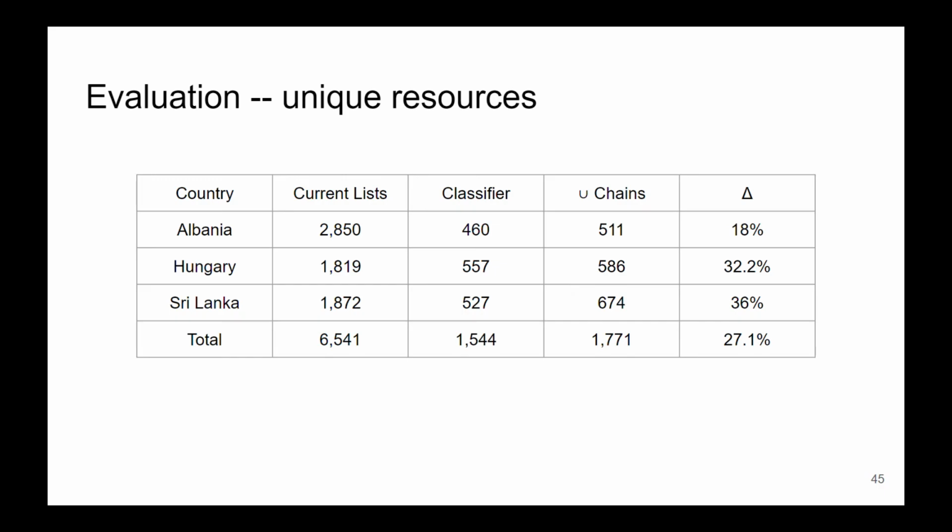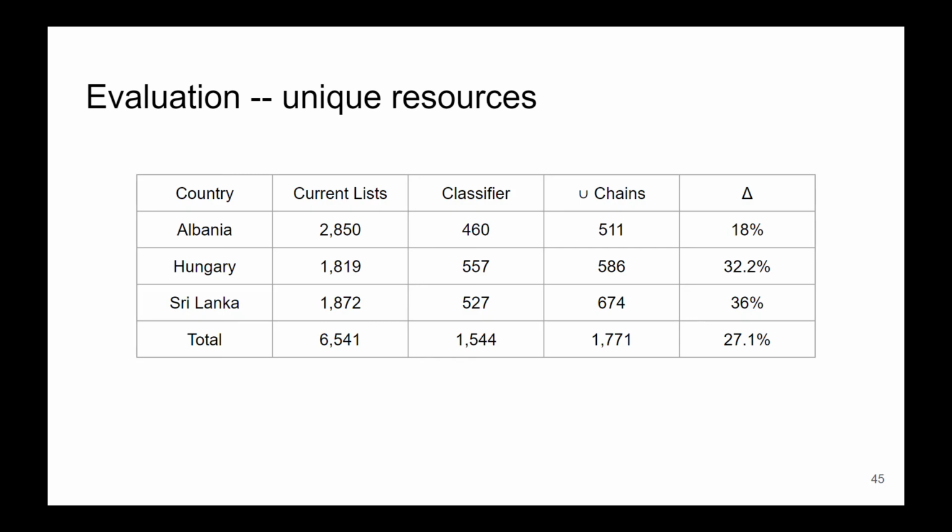For Hungary, the current lists would block 1,819 unique resources. Applying this to our chain methodology and the classifier, we find an additional 586 unique resources to be blocked, which is an increase of 32.2%. For Sri Lanka, we had 1,872 unique resources blocked by the current lists, which applied with our classifier and the request chains got up to an additional 674 unique resources, which is an increase of 36%.